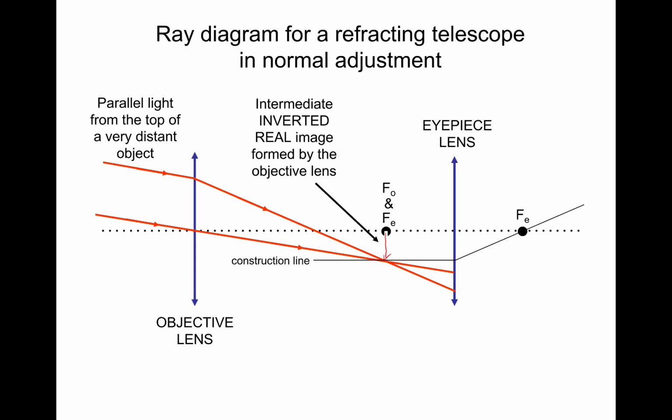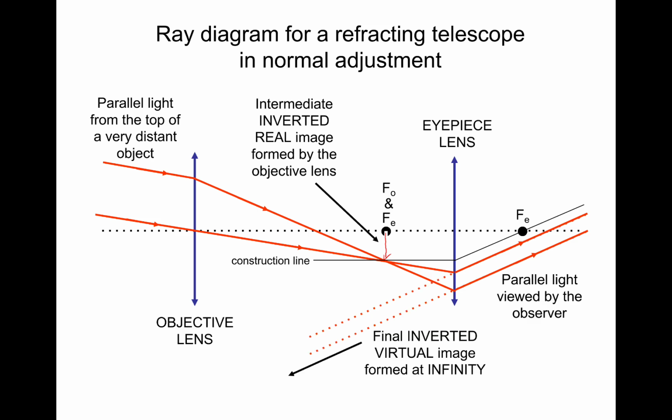Then you need to do a construction line, which is parallel to the principal axis, the principal axis being the dashed line. So you get a construction line in there, and then refract that through fE. Then use a ruler to draw parallel light viewed by the observer, parallel to the construction line. Then dashed lines coming off the two lines that you've just drawn in, and you get a final inverted virtual image formed at infinity. My advice is to sketch it out, do it again, and keep doing it until you can remember it. It's the best way to do it.